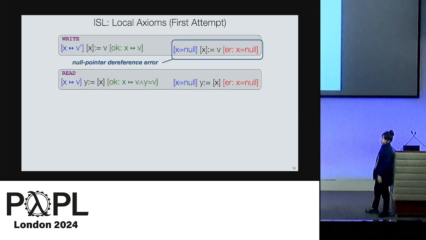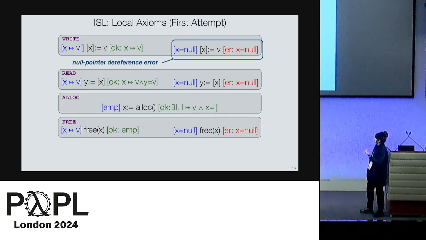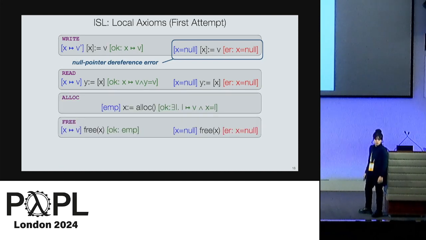Similarly for heap lookup, if I'm trying to read from something and it's null, I get a null pointer dereference. The OK case is identical. Heap allocation is as before, plus the null case. And this is where things break down.